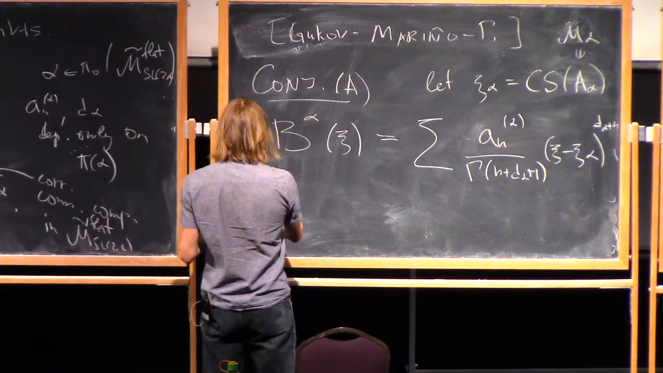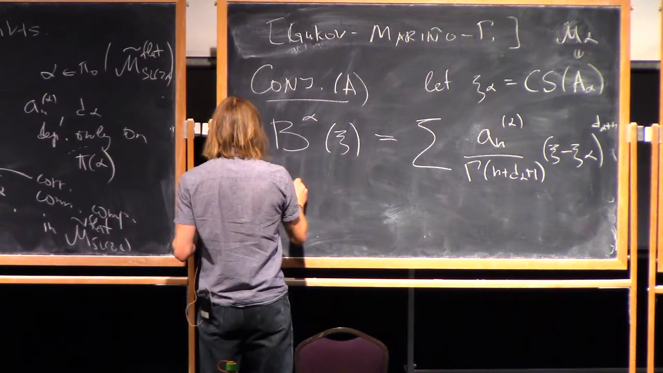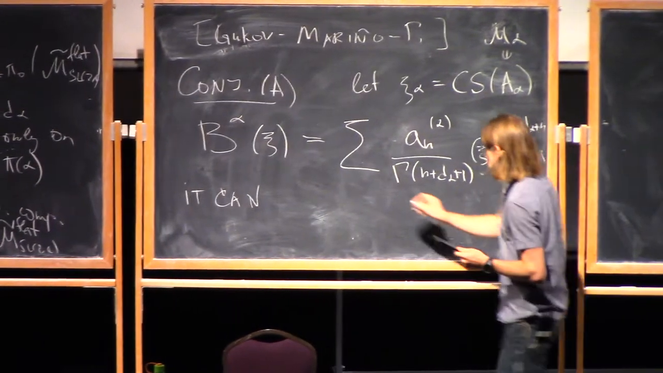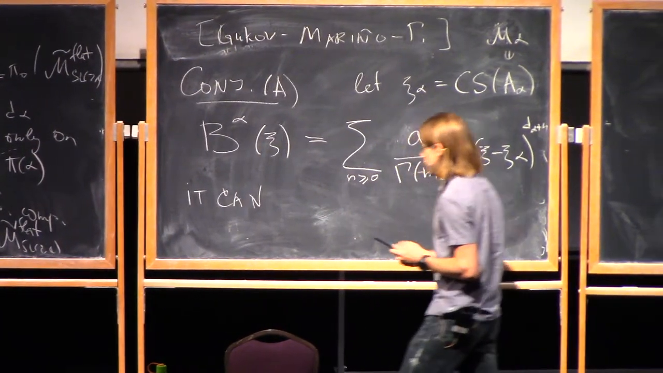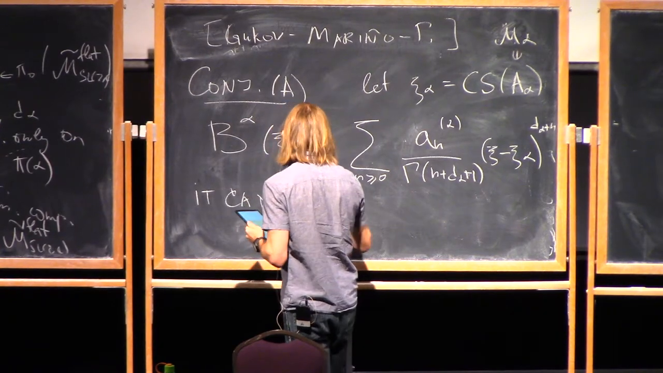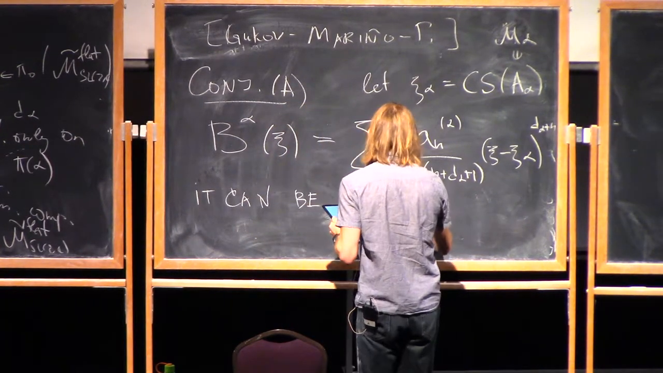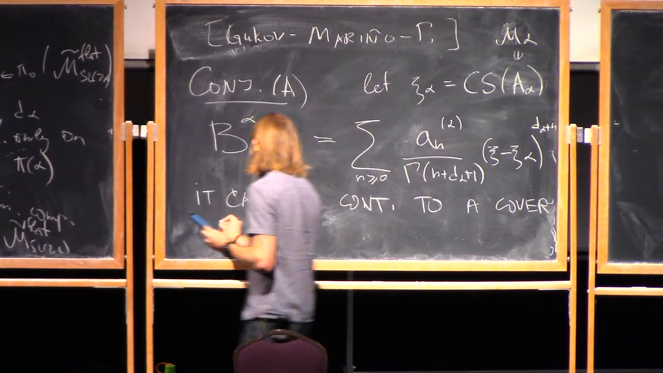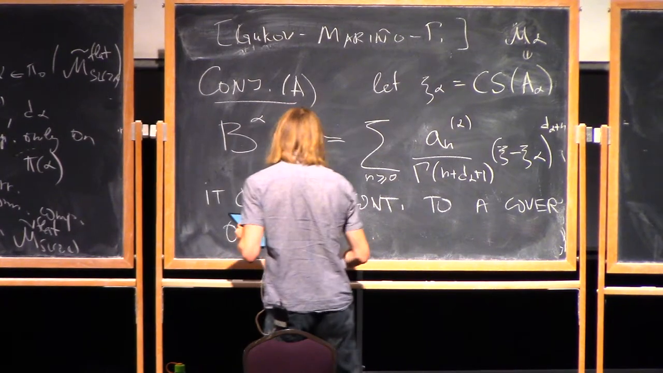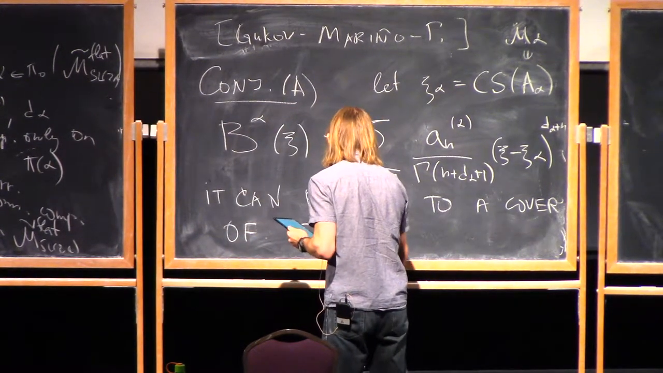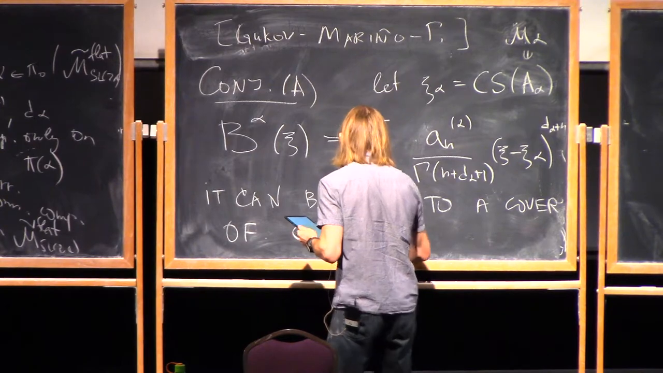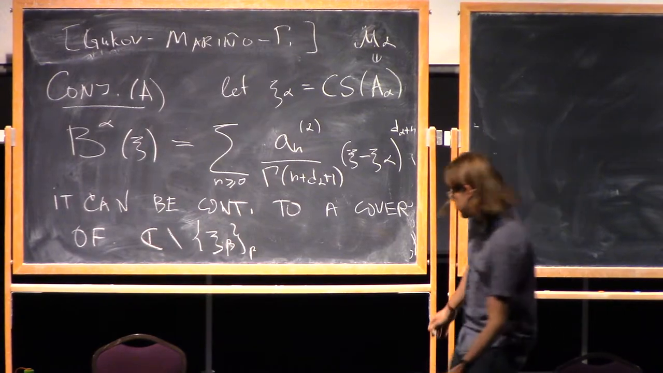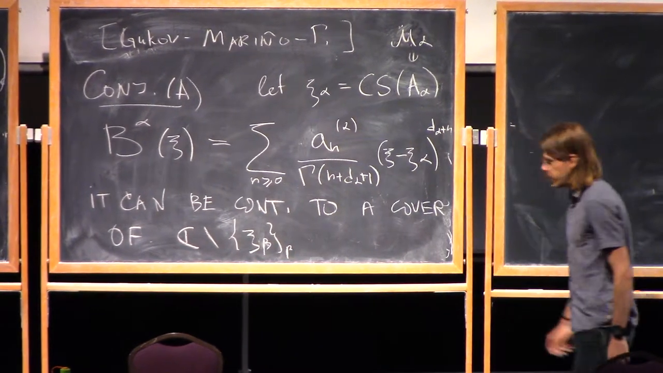Then the statement is, first of all, that this series will actually have a finite radius of convergence, then it can be analytically continued to a cover of the complex plane minus the critical values of the Chern-Simons action removed.